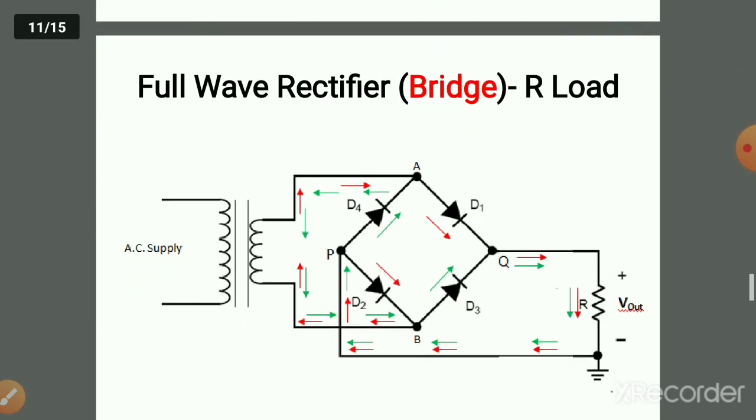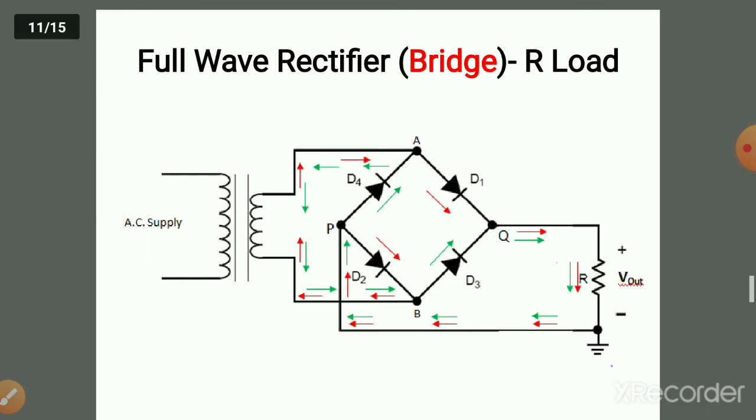Next is one more type of rectifier circuit, that is the single phase full wave bridge rectifier. In the previous class we discussed the single phase full wave center tapped rectifier connected to R load. Here it is the single phase full wave bridge rectifier connected to R load. As the name itself says, we are constructing a diode bridge here for the rectification purpose. That is why it is called a bridge rectifier.